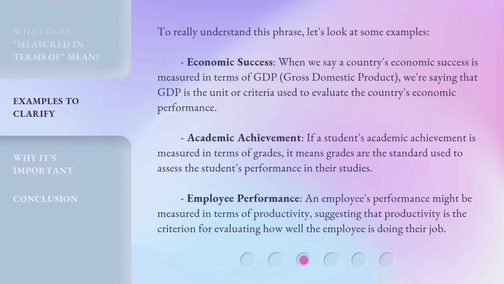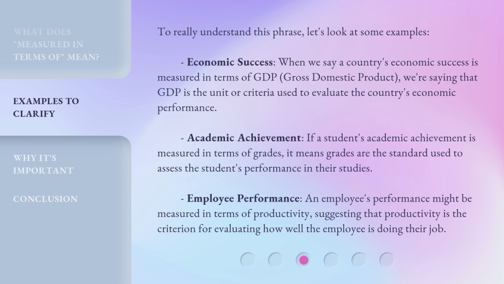To really understand this phrase, let's look at some examples. Economic success. When we say a country's economic success is measured in terms of GDP, gross domestic product, we're saying that GDP is the unit or criteria used to evaluate the country's economic performance.